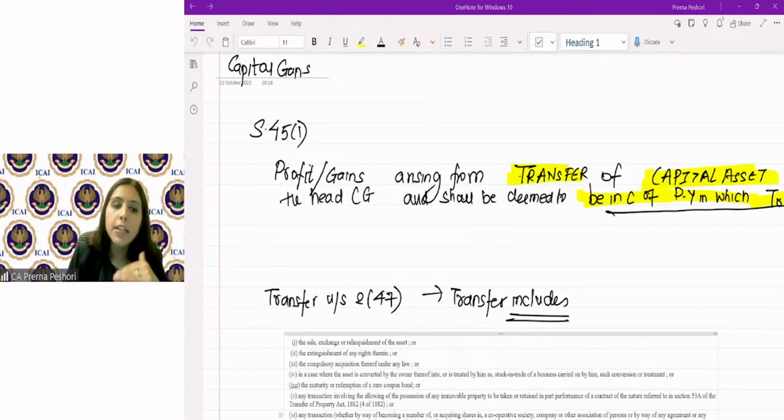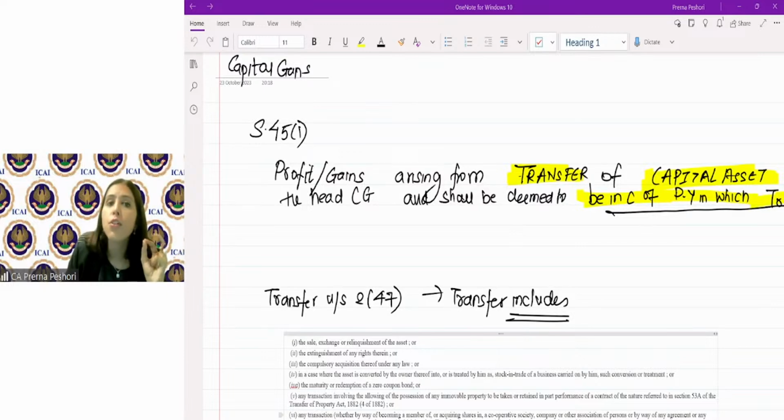For long-term capital gain on listed equity shares on which the STT has been paid at the time of purchase, as well as transfer of equity-oriented funds which are listed and listed units of business trust. What is a listed equity-oriented fund? Where 65% or more of the proceeds are invested in listed equity shares, or another mutual fund which invests 90% in listed equity shares. Those are the equity-oriented funds. In that case, you should have paid the STT at the time of transfer.